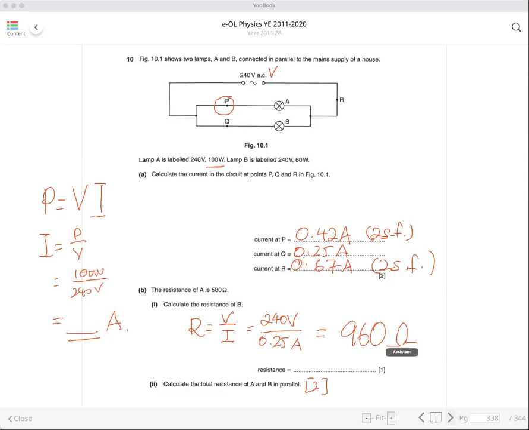Okay, last question before we call it a day. Calculate the total resistance of A and B in parallel. Okay, so what's the formula? 1 over total resistance is equal to 1 over resistance 1 plus 1 over resistance 2. Then you make total resistance the subject. Then you get the answer. Okay, so what's the answer for this?